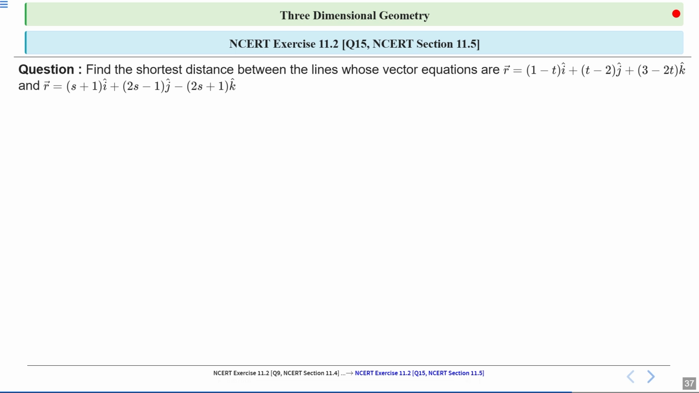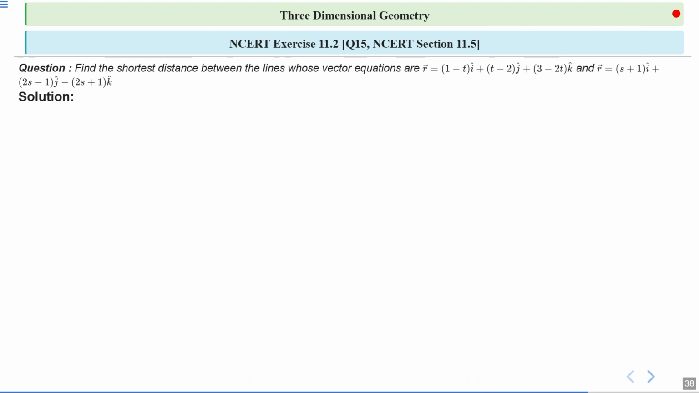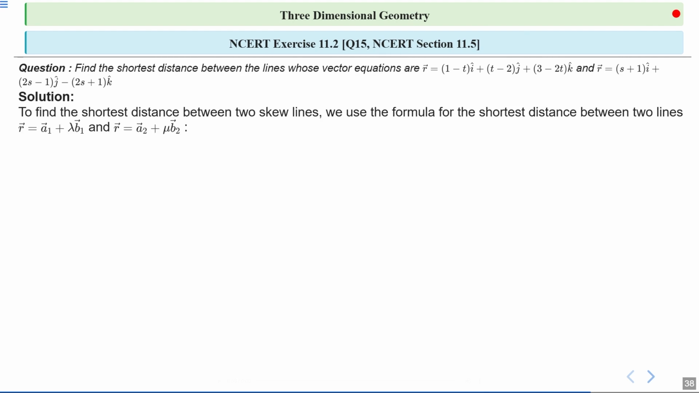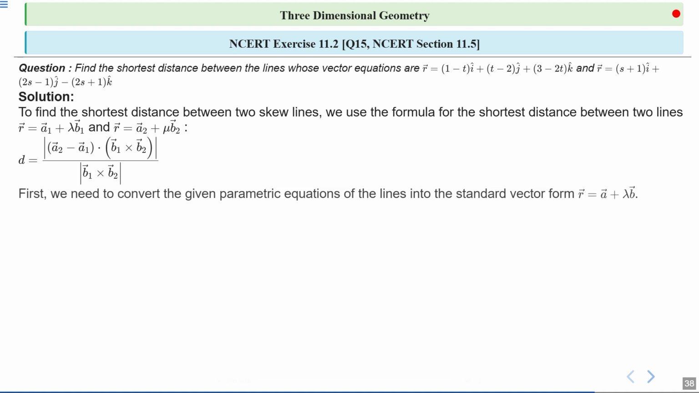Okay. Let's see how we can find it. To find the shortest distance between the two skew lines, we use the formula for the shortest distance between the two lines r = a1 vector plus lambda b1 vector and r = a2 vector plus mu b2 vector. Okay. So the shortest distance d will be magnitude of (a2 minus a1) dot (b1 cross b2) upon magnitude of b1 cross b2, right?